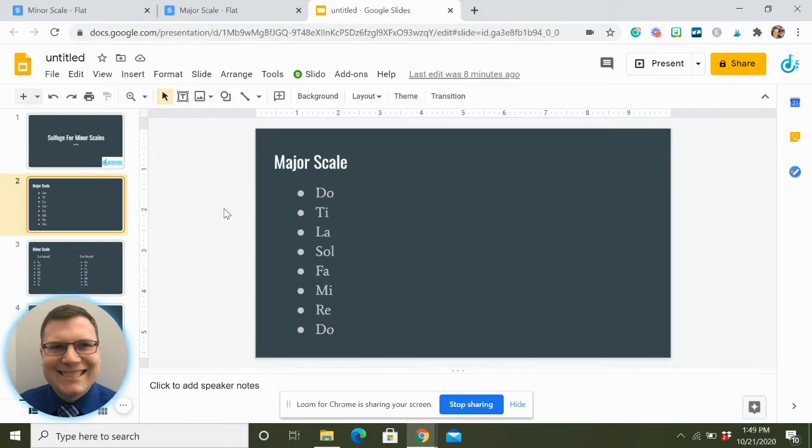Everybody knows these solfege pitches. These are the solfege syllables. These are the diatonic ones. There's a lot of songs that have these in them.